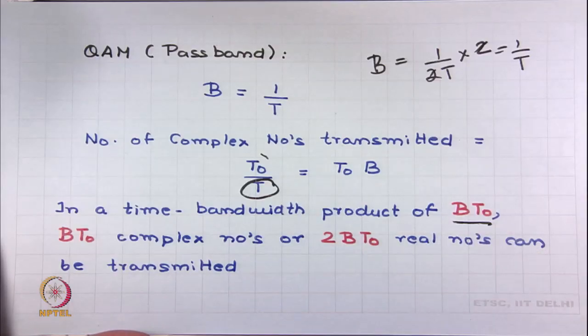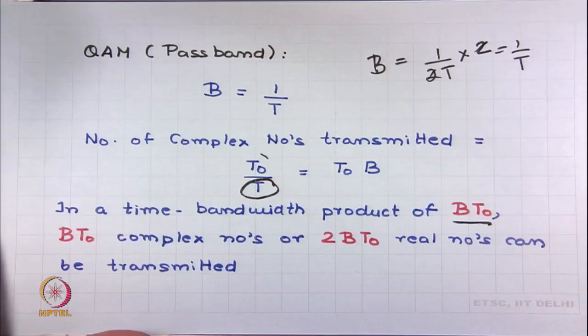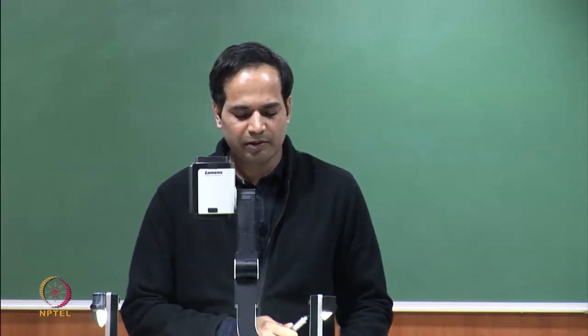This is important: in QAM passband, in a time bandwidth product of B T0, again I end up with 2 B T0 real degrees of freedom. So, QAM at passband is the same as PAM at baseband. In PAM at baseband also we had these 2 B T0 real degrees of freedom. I will summarize this in a while, but let us first cover QAM at baseband.